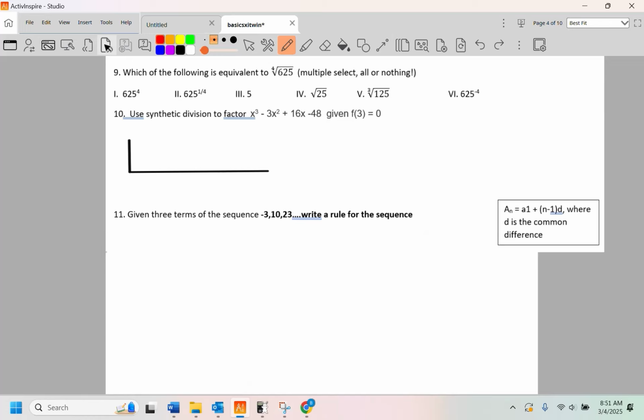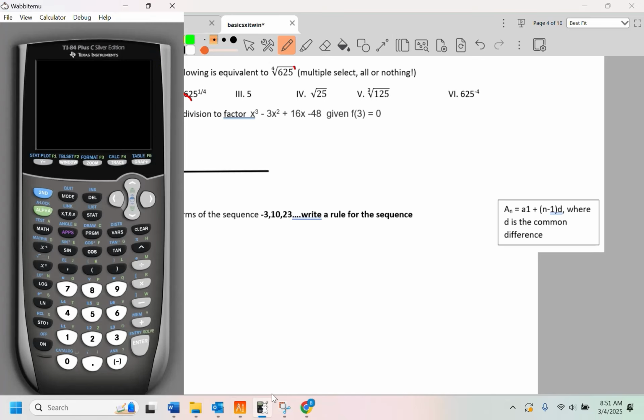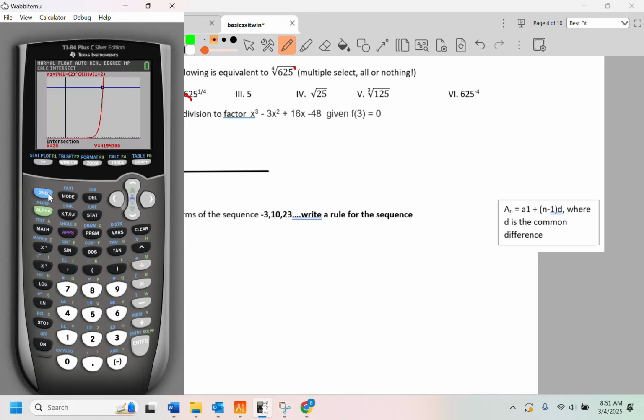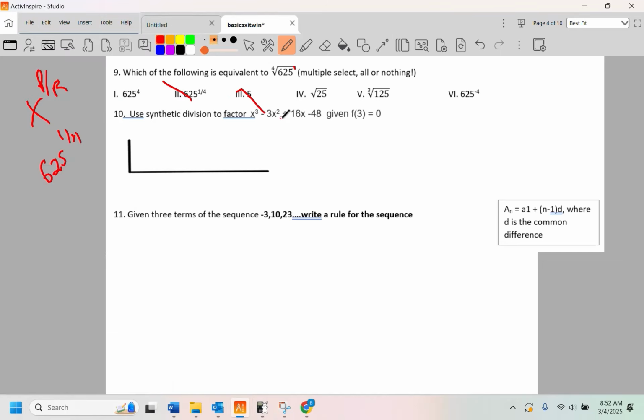Number 9, which of the following is equivalent to the 4th root of 625? You're supposed to understand your x to the p over r notation. The 625 has an understood exponent of 1, so this is actually 625 to the 1/4, which is choice 2. Now, some of you special kids may not know what the 4th root of 625 is, but if you can get down to that, you can type in 625 to the 1/4 power. That'll tell you it's 5. So there's another choice.